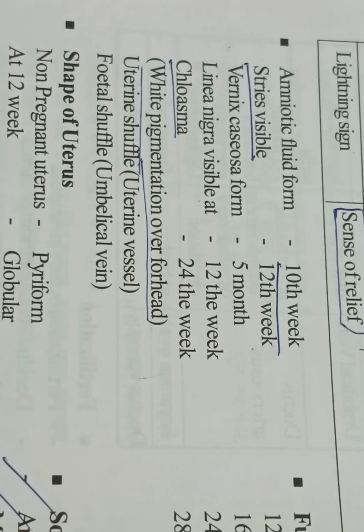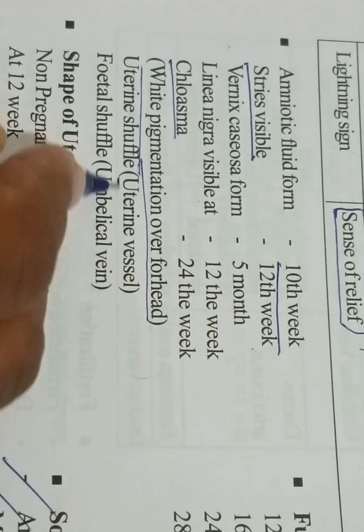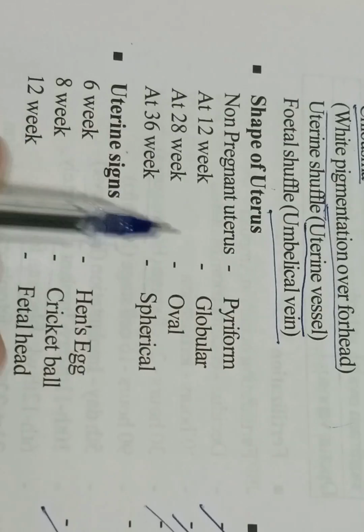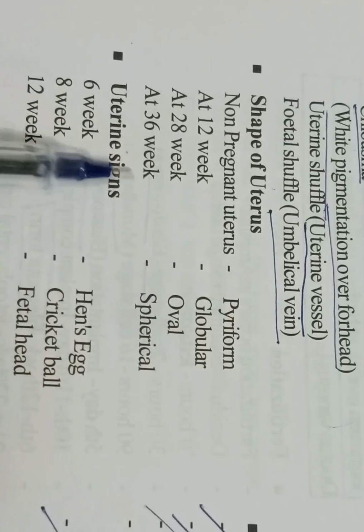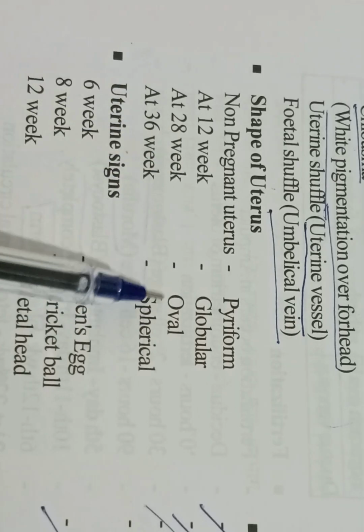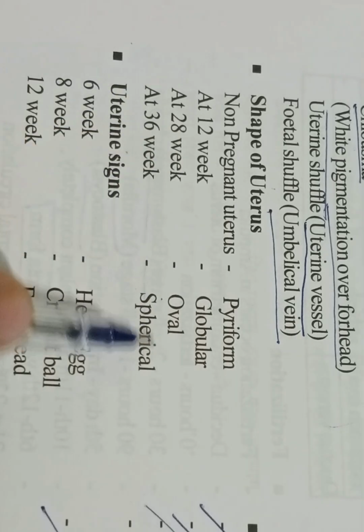Okay. Uterine souffle, fetal souffle. Uterine souffle means uterine vessels. Next, fetal souffle means umbilical vessels. Okay. Then, shape of the uterus. Non-pregnant uterus is pyriform shape. At 12th week of pregnancy, it is globular. At 28th week, it is oval. At 36th week, it is spherical.